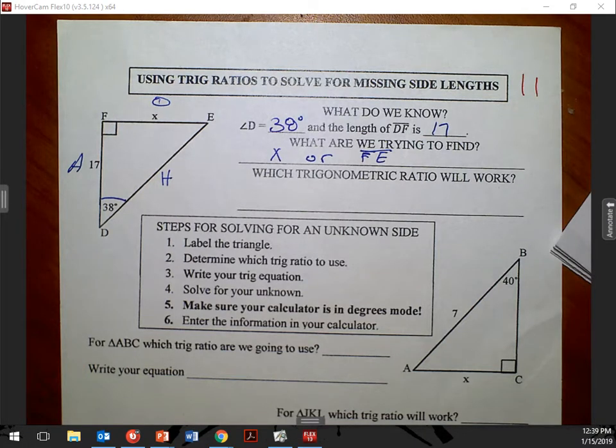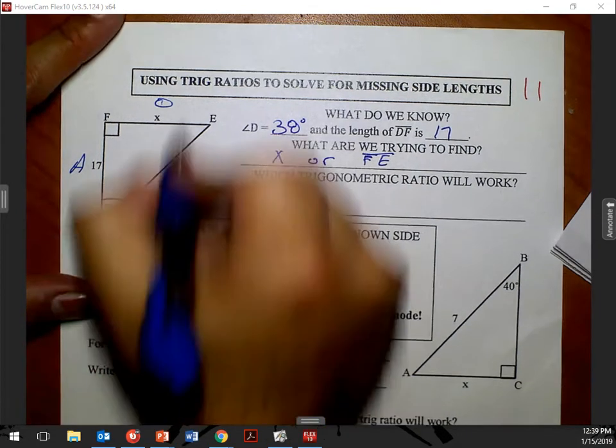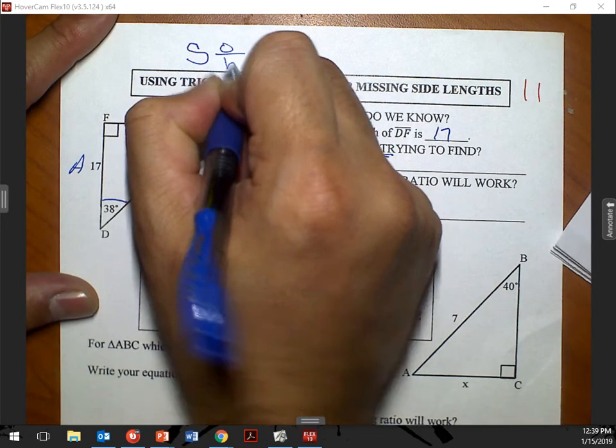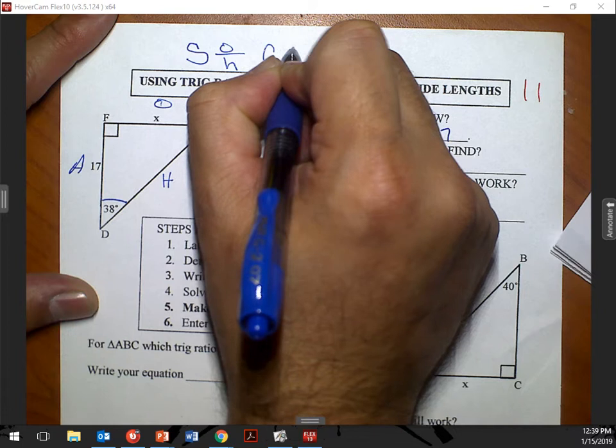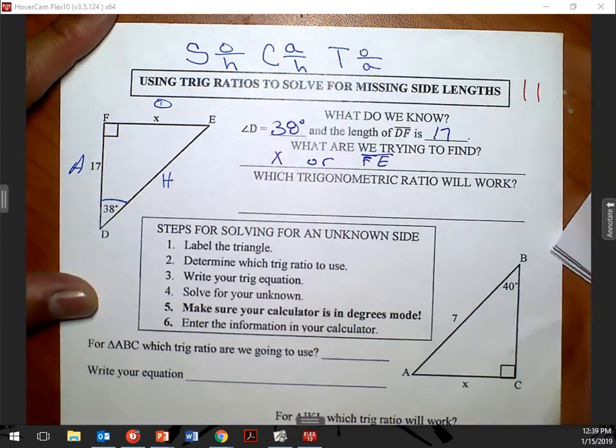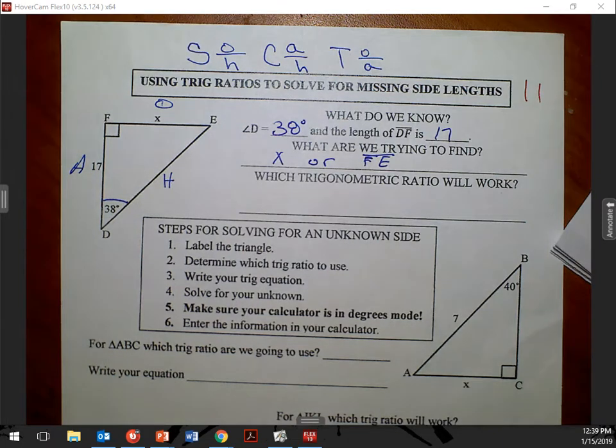So, our trig ratios that we know, what was the mnemonic that I told you guys about yesterday? Everyone, how's it go? Some old hippie caught another hippie tripping on acid. Anyway, but they gotta be free-range organic apples. Okay, what information do I have?